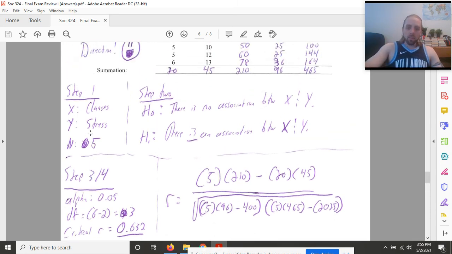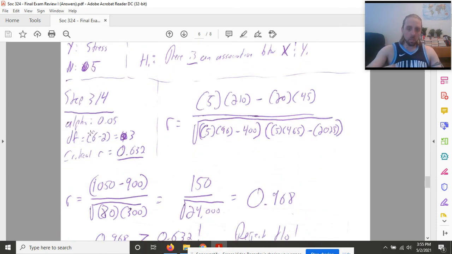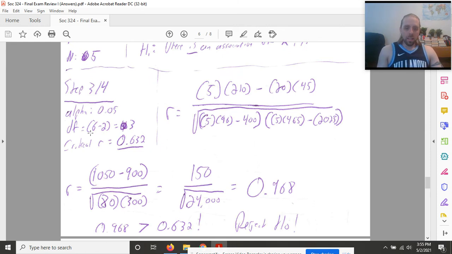Back to that summation table. I calculated the summation of X to be 20, summation of Y is 45, summation of XY is 210, summation of X squared is 96, and the summation of Y squared is 465. That is all I need to do this problem. So R is 5 times 210 minus 20 times 45, over the square root of 5 times 96 minus 400, times 5 times 465 minus 2025.